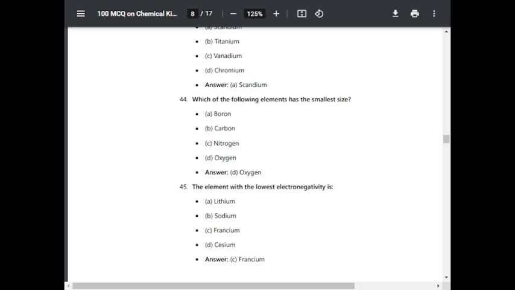Question number 45. The element with the lowest electronegativity is option A lithium, option B sodium, option C francium, option D cesium. The element with the lowest electronegativity is C francium. The option C is correct. That is, francium is having the lowest electronegativity. So francium is the correct answer.